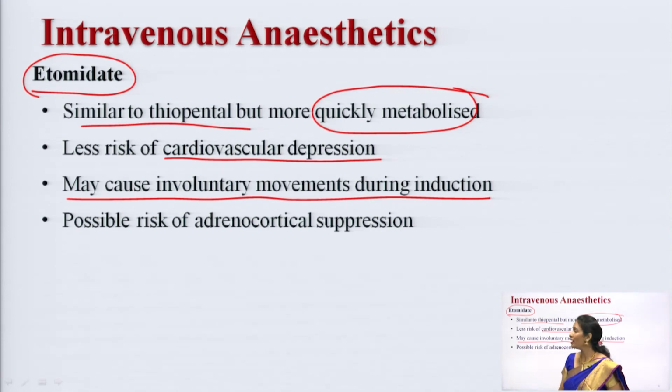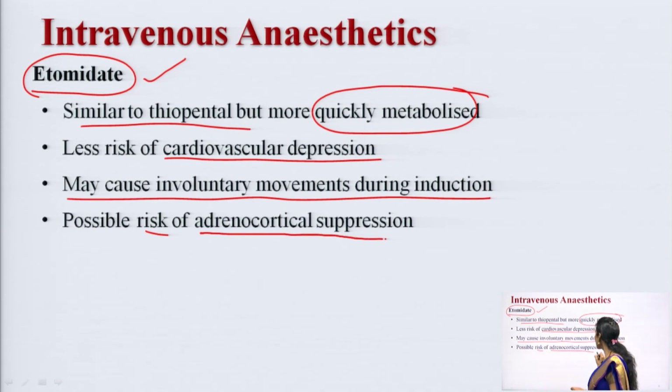Okay. Etomidate, I am repeating one more time, is an intravenous anesthetic drug. It is very similar to thiopental, but this drug is metabolized in your body and has very little risk of cardiovascular depression. It may cause involuntary movements during the induction of this intravenous anesthetic, and the possible risk is adrenocortical suppression.